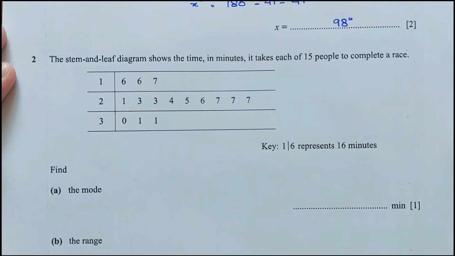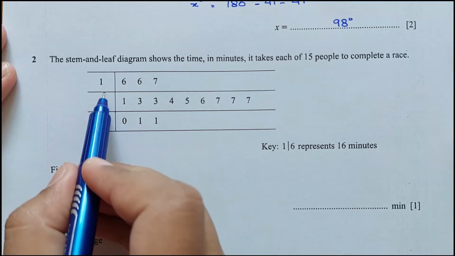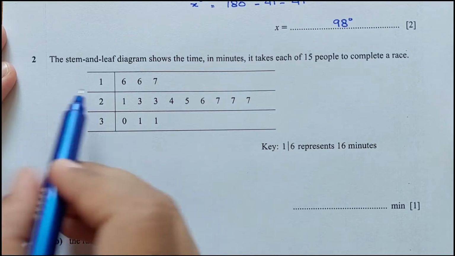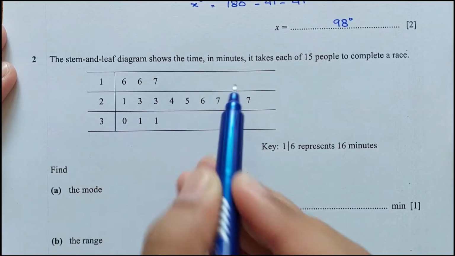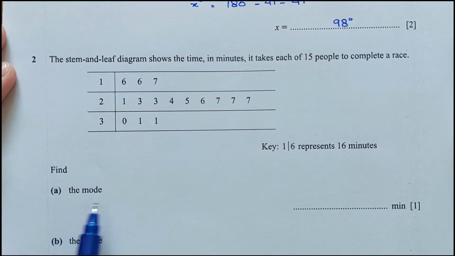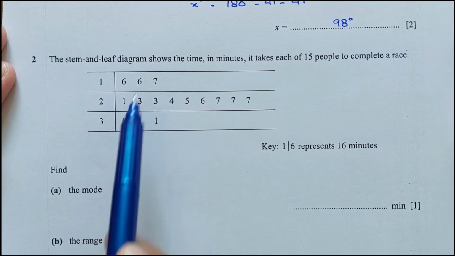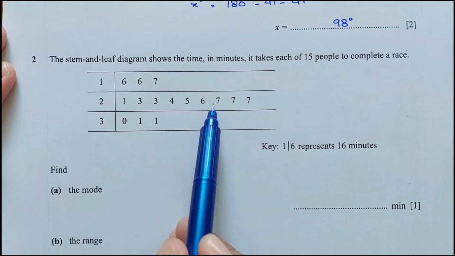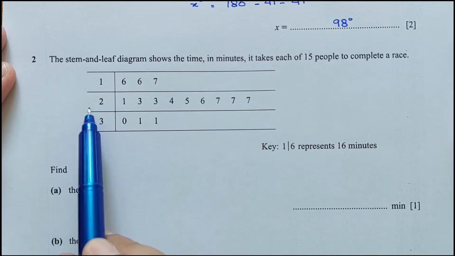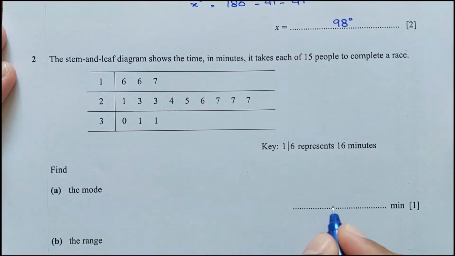Question number 2, the stem and leaf diagram shows the time in minutes it takes each of 15 people to complete a race. The key given says 1 | 6 represents 16 minutes. Find part A, the mode. Mode is the most repeated value. The most repeated one is 7, 777, and it comes with 2. So 27 means 27 minutes according to the key.